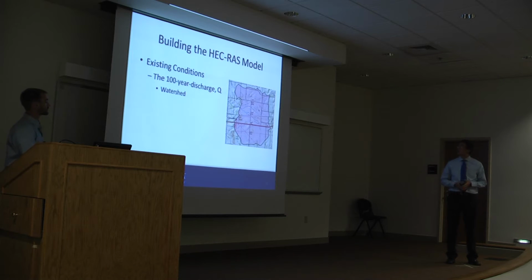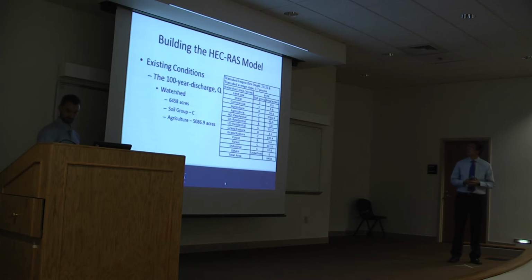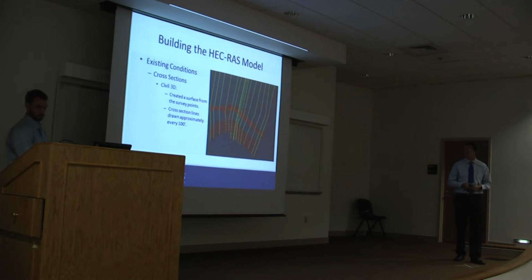Here's the watershed that was developed from StreamStats. A watershed is any water that lands in the shaded area will discharge to a single point, which is highlighted there, where Aaron is pointing the arrow. And then also, here is the land use of the watershed. It's primarily agricultural, and it's soil group C. I'm going to hand this back over to Aaron, and he's going to talk about the topographic information.